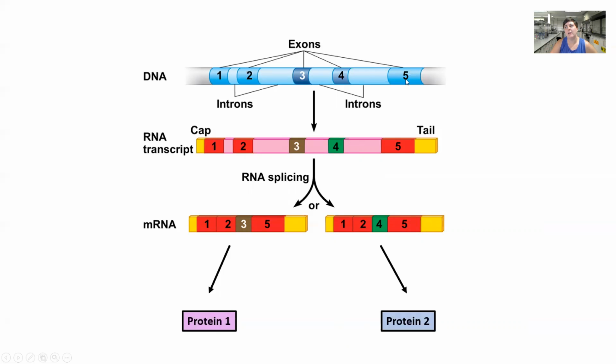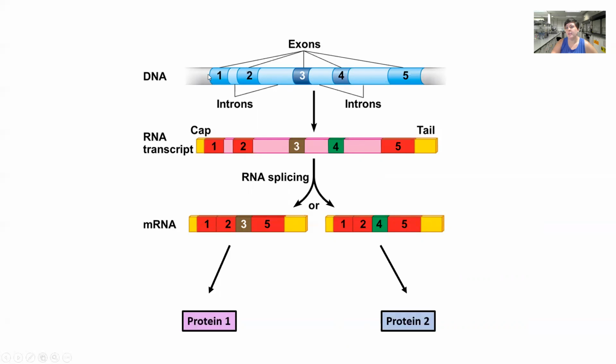you have both coding and non-coding regions. Those coding regions are called exons, and the intergenic non-coding regions are called introns. So you can see that in this gene, you have 5 exons. That means 5 regions of DNA that are going to directly contribute to your mRNA.